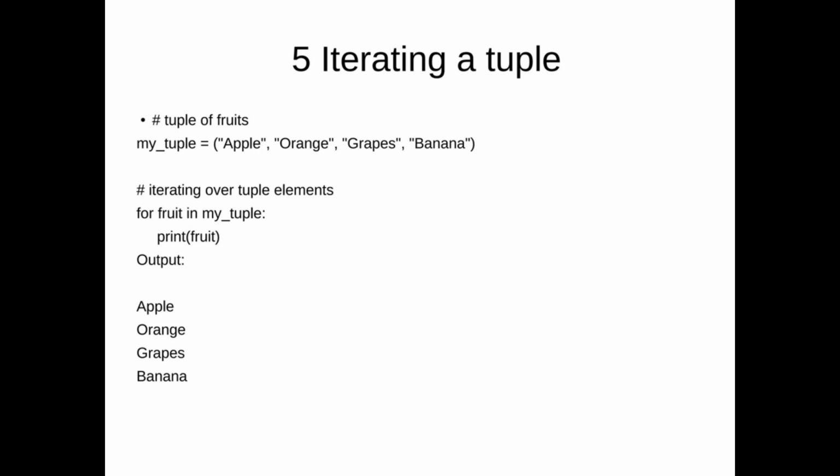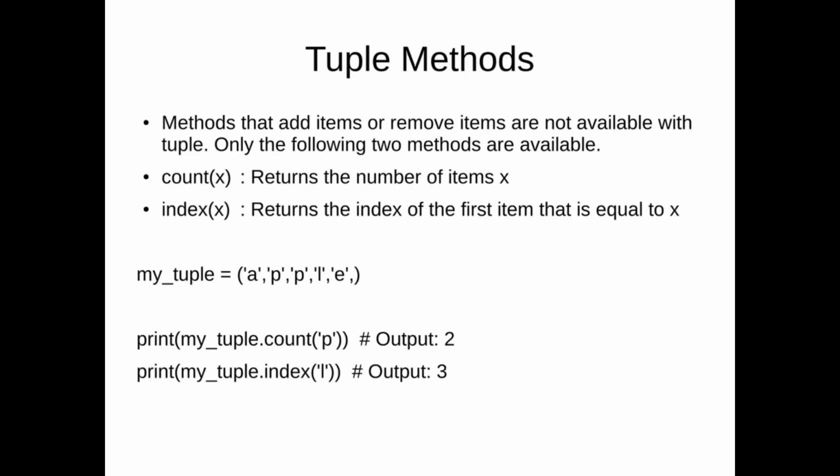Next, tuple methods. Methods that add items or remove items are not available with tuple. Only the following two methods are available: count of x and index of x. Count of x returns the number of items x. Index of x returns the index of the first item that is equal to x. That should be displayed in the output.